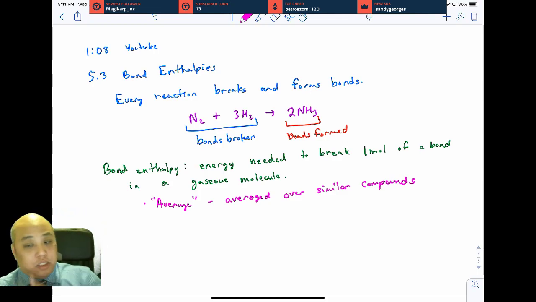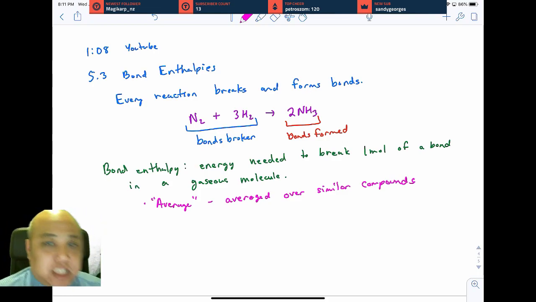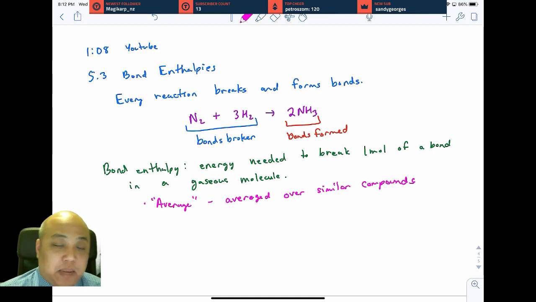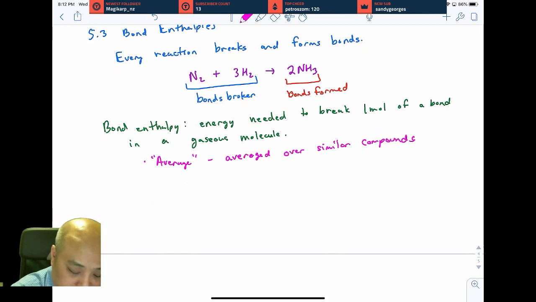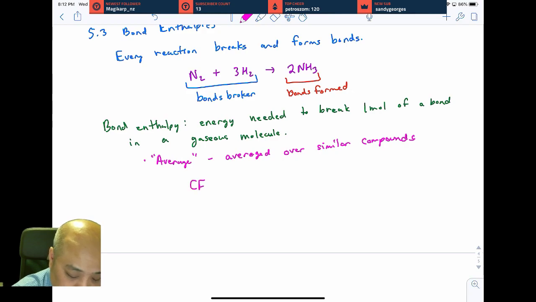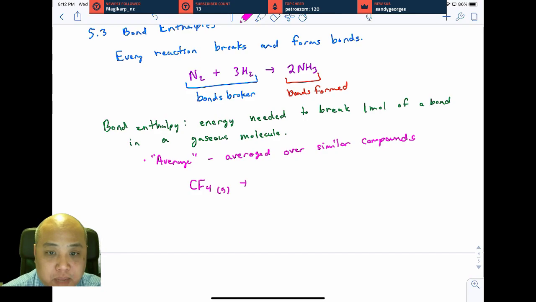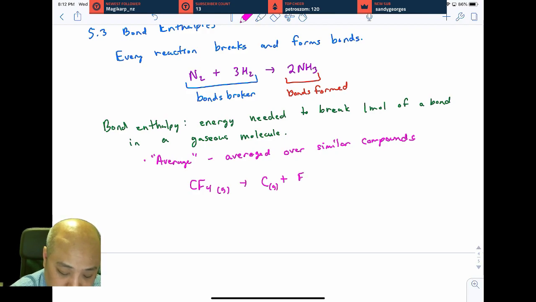similar compounds. So like a C to C bond is in billions of different compounds. And so they take several compounds that have a C to C bond, they break them up, and then they average it. So like even if you have, let's say you have CF4, you can't break one bond at a time. You just have to give energy to break all the bonds. And so what you do is you break up the carbon and 4 fluorines.